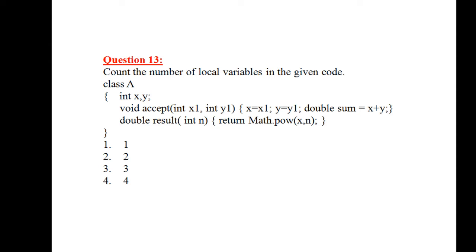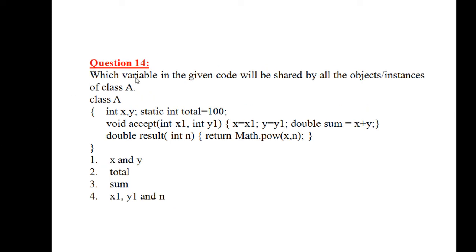As I told you, if you declare any variable inside a method, it is known as a local variable. So in accept method, you have x1, y1. So this is 2. Another variable you have declared, that is double sum. So sum is another local variable, 3. And here result is another method or function. Here you have declared one more local variable. So altogether you have 4 local variables.